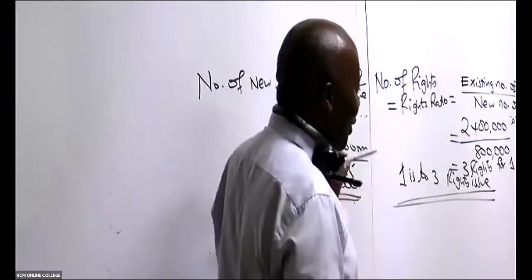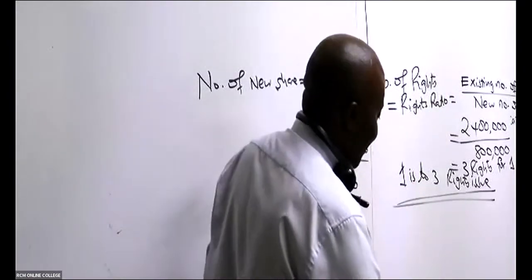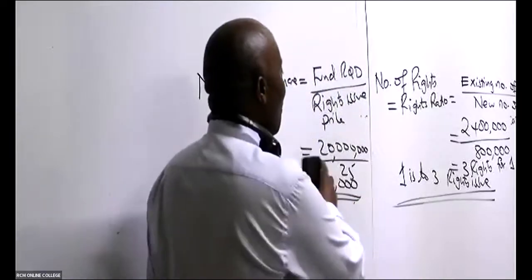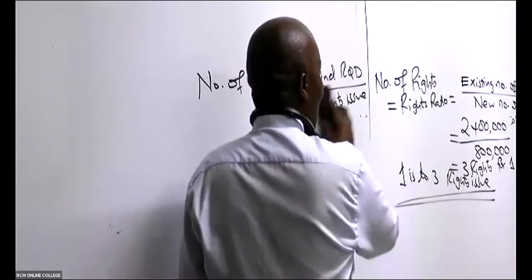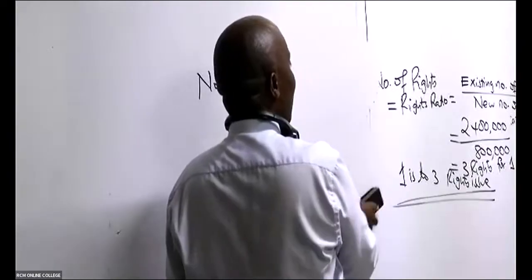One new share for three old, isn't it? Yes. It can never be the other way around. The farm will die. You can't have one old share and then you are given three new.